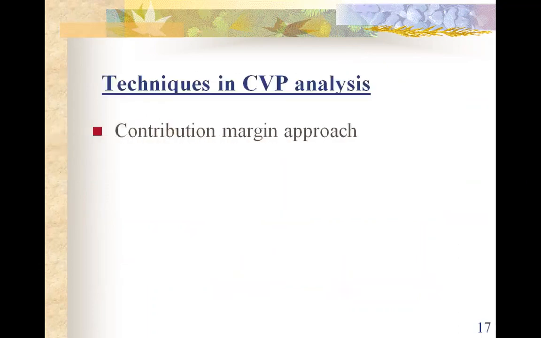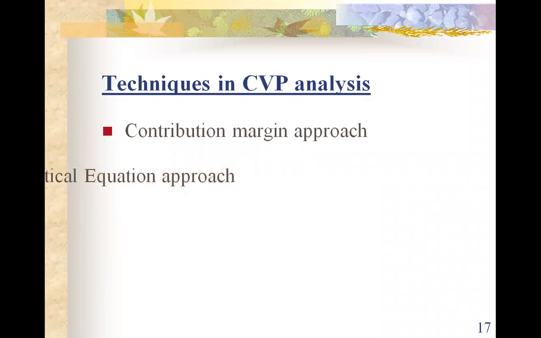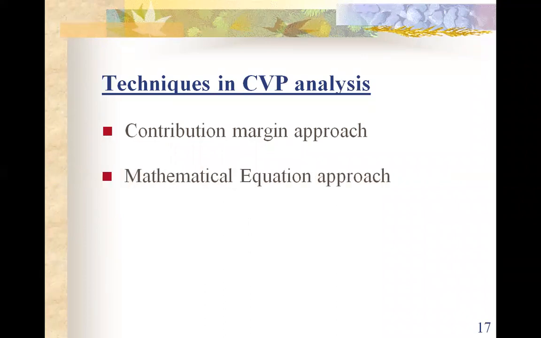Okay, now I'll talk about the techniques in CVP analysis. First of all is the contribution margin approach, and another one is the mathematical equation approach. The same formula that we discussed, just mathematical equation এর মতো করে লেখা, আরেকটা হচ্ছে উপর নিচে ভগ্নাংশ আকারে লেখা। Contribution margin approach means we'll write in a fraction structure, and mathematical equation approach means we'll write it in an equation format. Just there is the difference. And another one is the graphical approach that we discussed earlier, CVP graph.